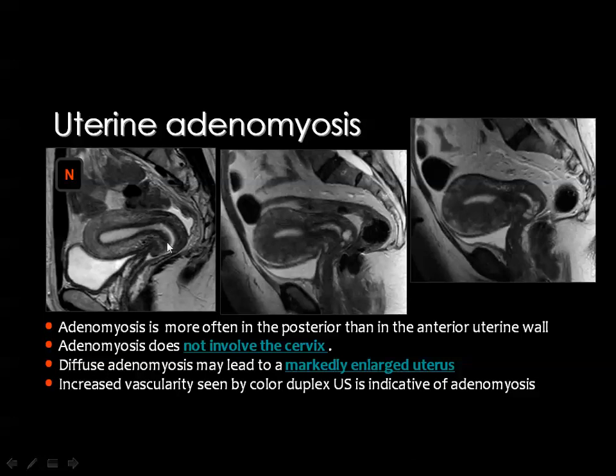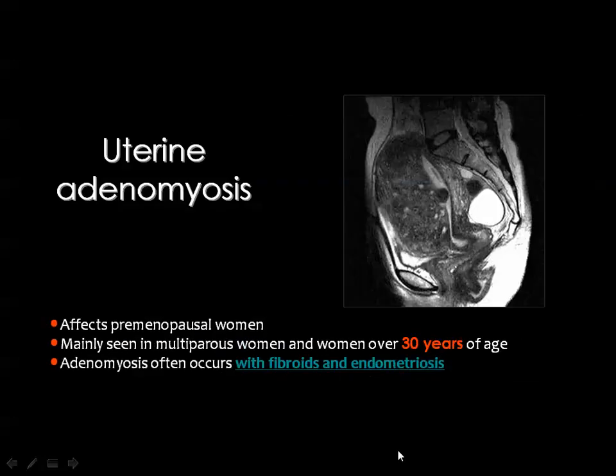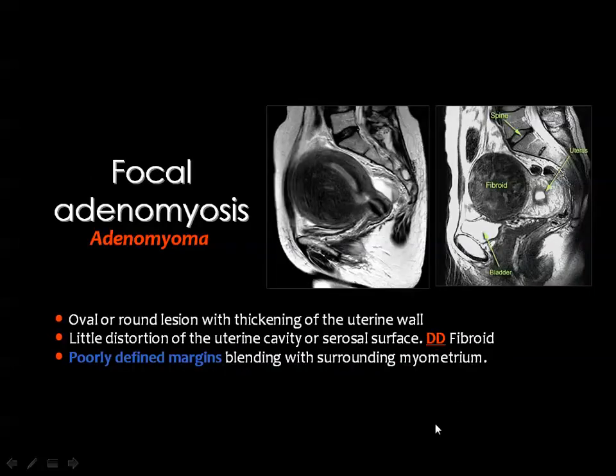And this is the normal appearance of the uterus, and this is the uterus with adenomyosis. You can appreciate very much the thickening of the junctional zone. And here is adenomyosis affecting the anterior part of the uterine body, and you can also see two classic fibroids. Sometimes the adenomyosis may present as a mass, and you have to discriminate this mass from fibroid.